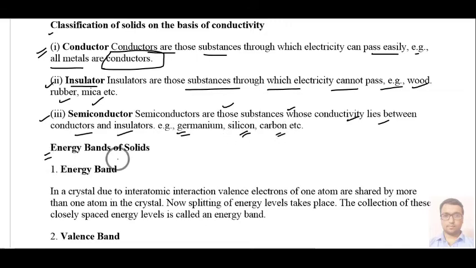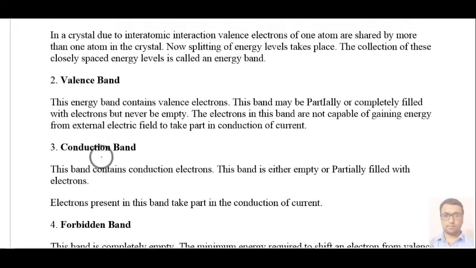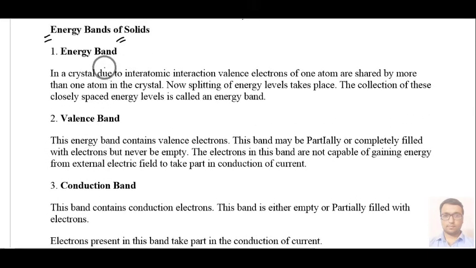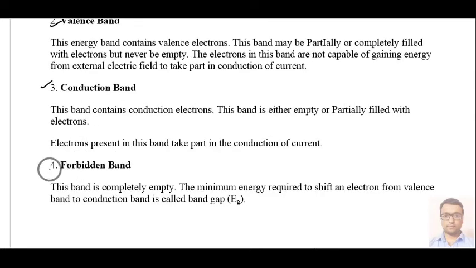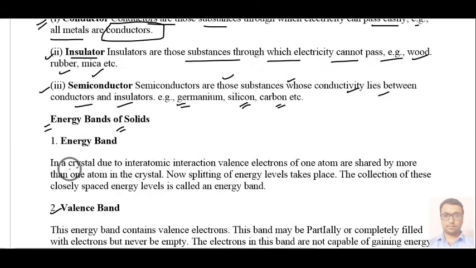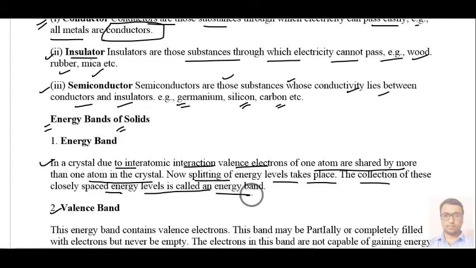After that we have energy bands of solids. The first thing, that is energy band. After that we have to learn valence band, then conduction band, and here we will have the forbidden band. So all these terms you will understand one by one. First of all, understand what is the energy band. In a crystal, due to interatomic interaction, valence electrons of one atom are shared by more than one atom in the crystal. Now splitting of energy levels takes place. The collection of these closely spaced energy levels is called energy band.